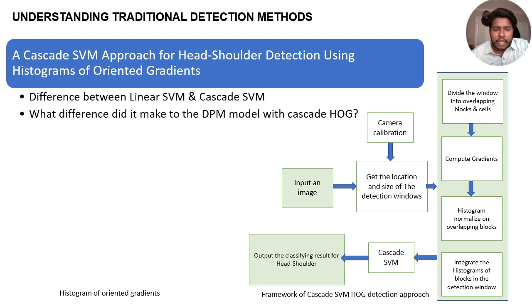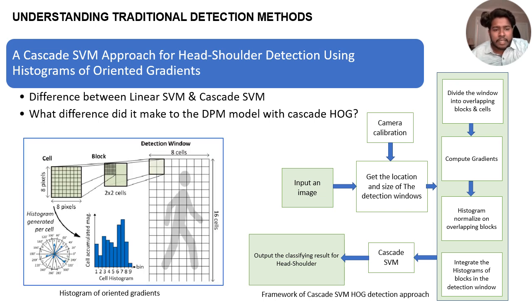The next method in traditional detection is a cascade SVM approach for head-shoulder detection using histogram of oriented gradients. So HOG is the base method in this. The histogram of oriented gradients is a method where we have a detection window that divides the image into different boxes, and we extract features from that image to generate a histogram. So these are the basics.